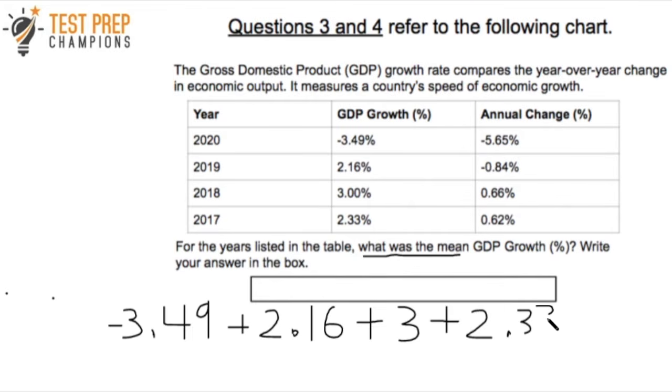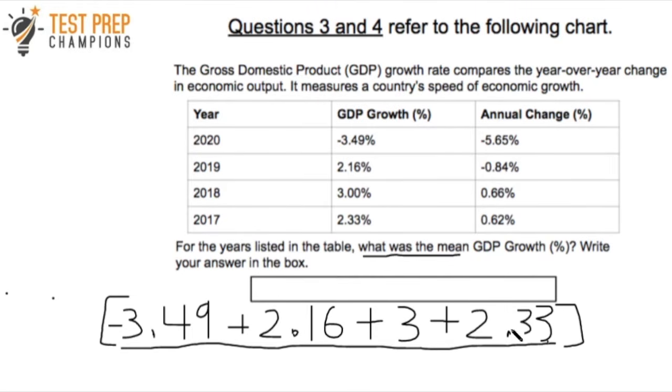So basically, the first step would be we're going to take all of the numbers, right? And we're going to add them up and we're going to divide, okay? And let me walk you through this because my handwriting is not the best. But basically, we're going to take, in 2020, the GDP growth, which was negative 3.49. And in 2019, it's 2.16. Then we're going to go to 2018, and so we just have 3. And in 2017, we have 2.33, okay?